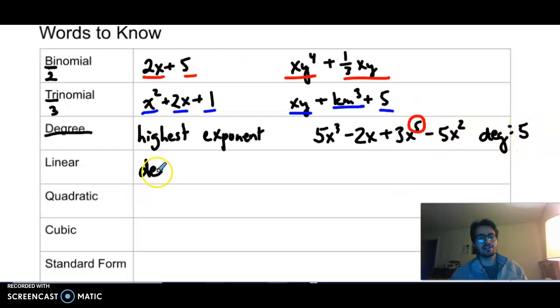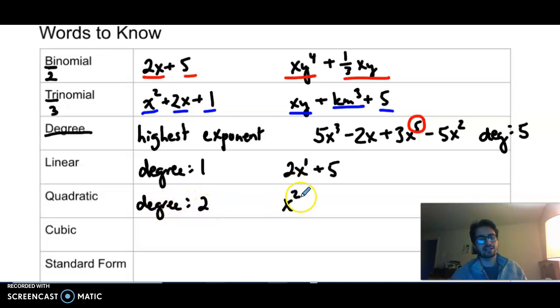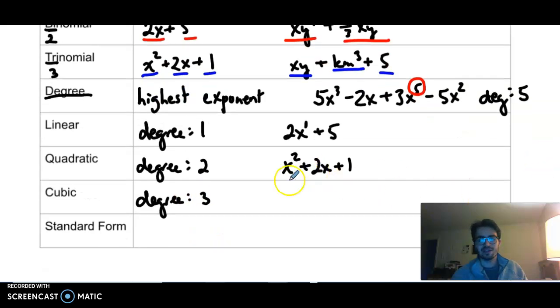Linear is when the degree is 1. For example, 2x plus 5, there's an invisible 1 here, so that's why the degree is 1. Quadratic is when the degree is 2. So like x squared plus 2x plus 1 maybe. Cubic is when the degree is 3. So like 5x cubed minus 3. And I'll circle the degree so you see it.